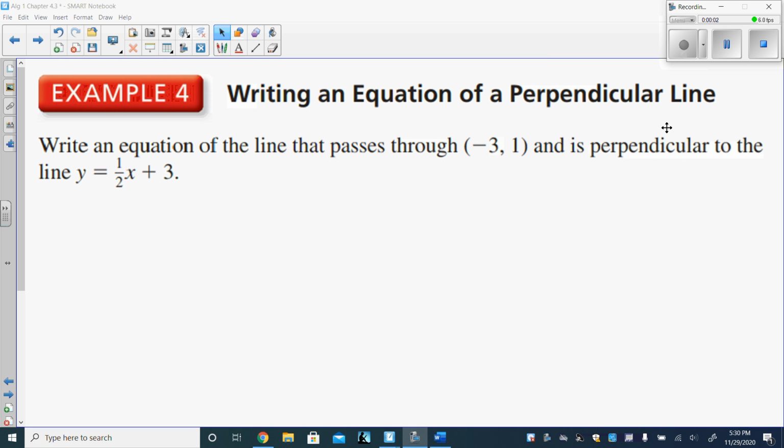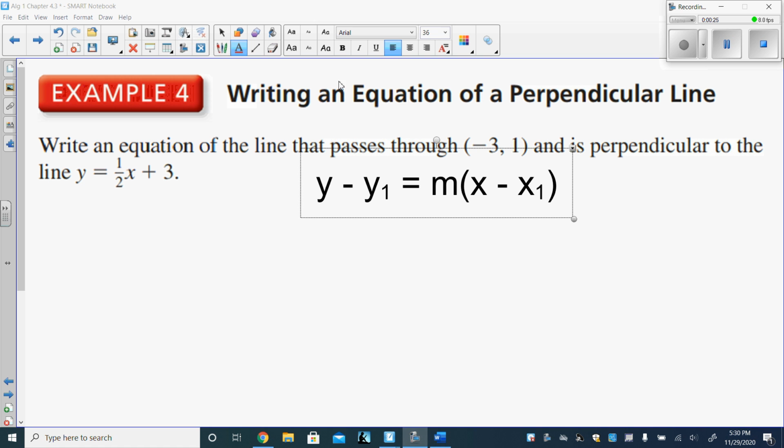All right, guys, so we're finishing up chapter 4.3 today. The last part of chapter 4.3 that we're going to be doing is writing an equation of a line that passes through a given point and is perpendicular to the given line. So when we look at this here, we're given a point negative 3, 1, and we're told that it's perpendicular to the line y equals 1/2 x plus 3.